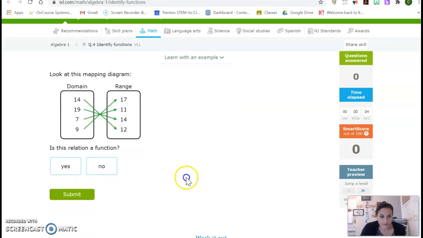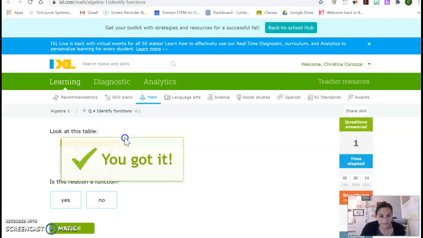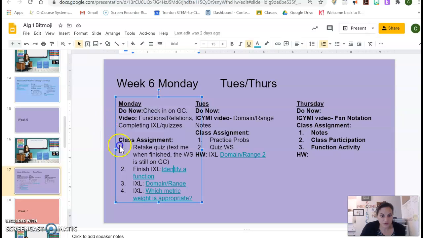Okay. Is this relation a function? Yes or no? Okay. If you notice, all of these points go to one of these points as long as they have exactly one point to one point. Yes, it is a function. Boom, done. All right. So that's the first one.